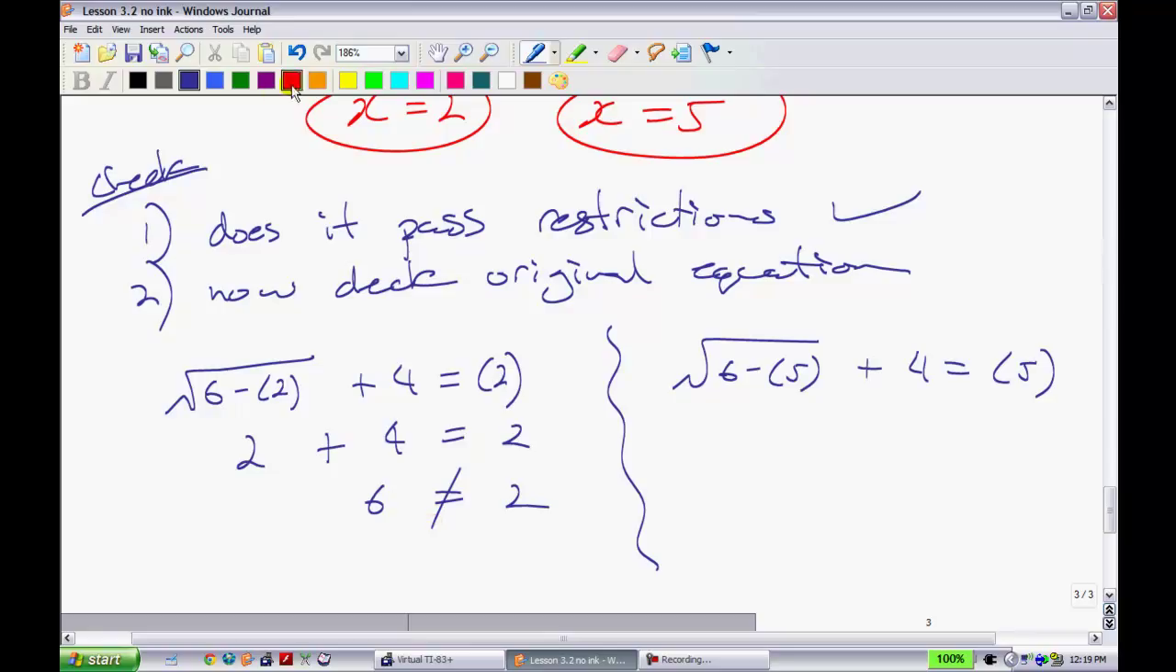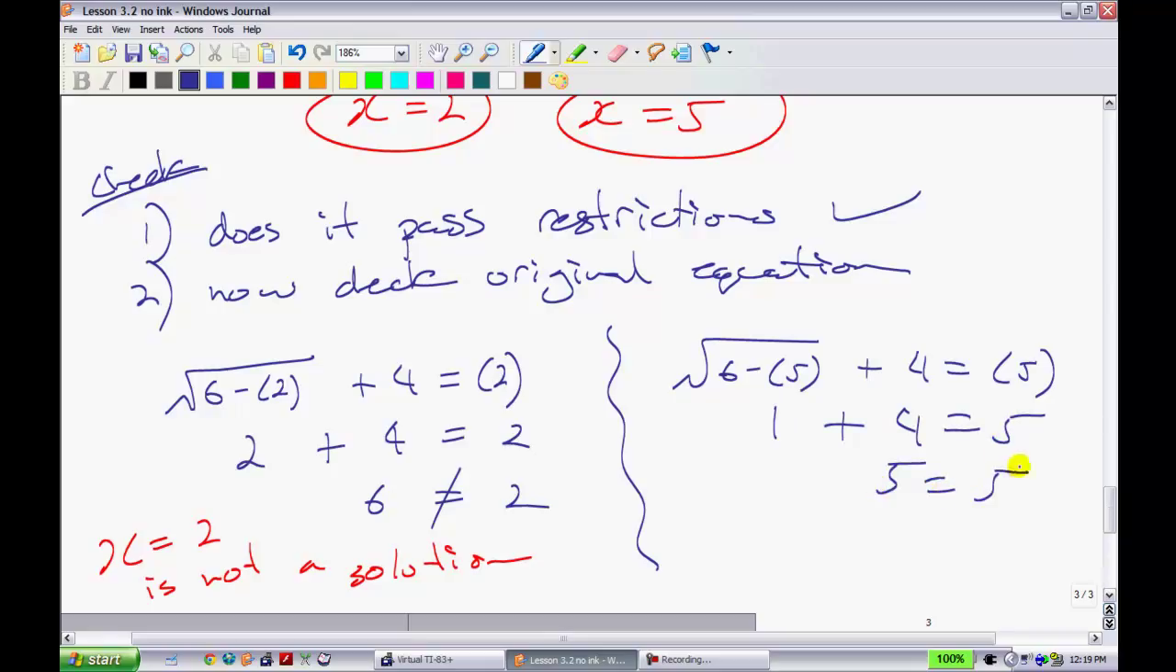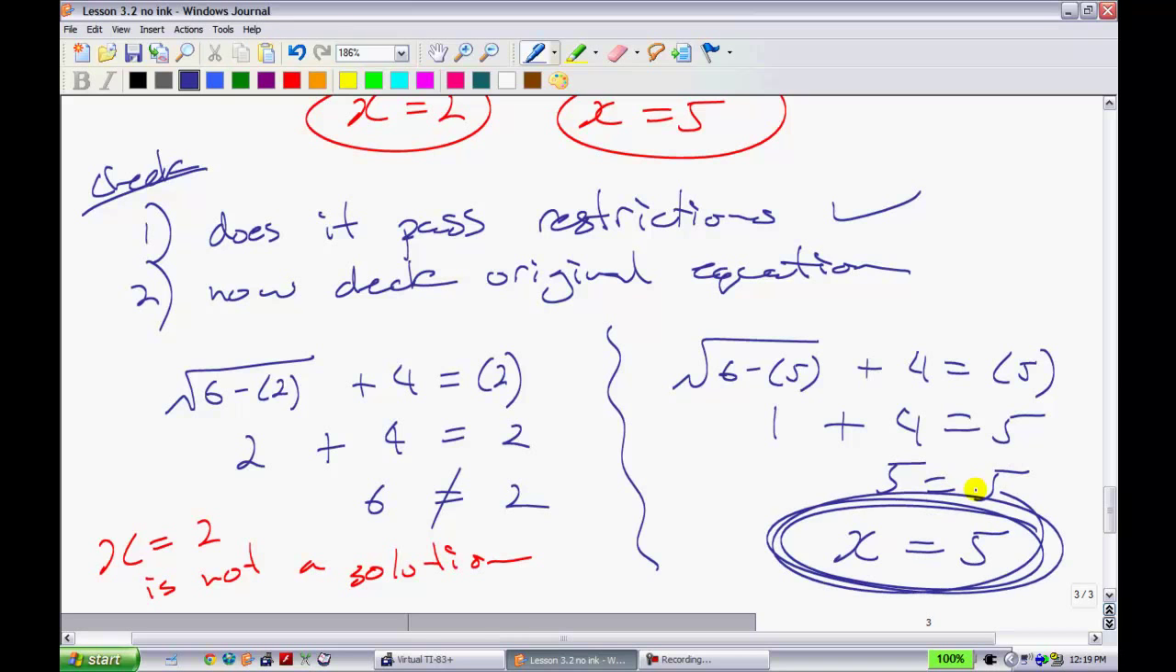Alright, so what we say now is we will say that x equals 2 is not a solution. So that one gets rejected. Alright, that one does not work. Even though it gave you an answer up there, that just doesn't work. Alright, and I'll explain to you in a second what that's exactly called. Let's try this next one over here. We have the square root of 6 minus 5, that gives you a square root of 1. 1 plus 4 equals 5. That one is good. 5 equals 5. So that means x equals 5 is a good solution.